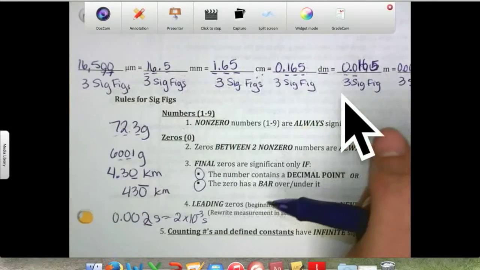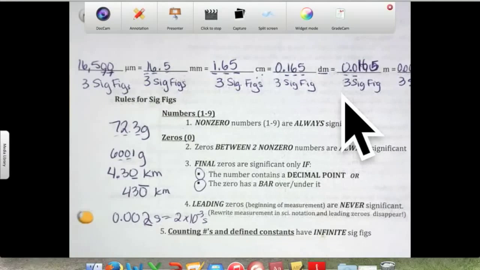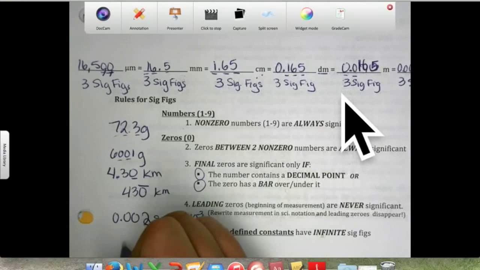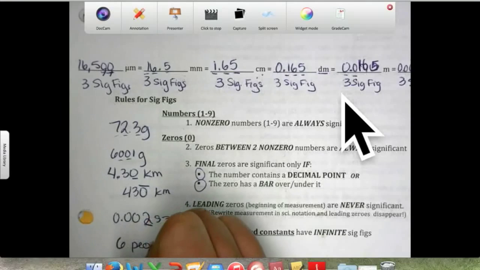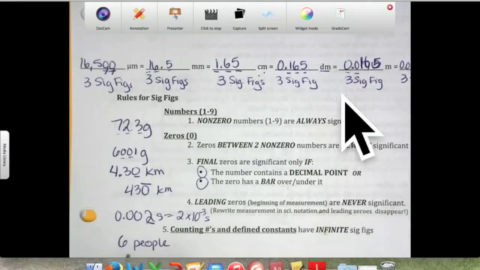Finally, if you ever run into any kind of counting number or defined constants, they always have infinite sig figs. So if we say that we have 6 people in the room, it has to have infinite significant figures because 6 people is all we can count. We can't count 0.2 of a person, so we have to have infinite sig figs assumed on this number.